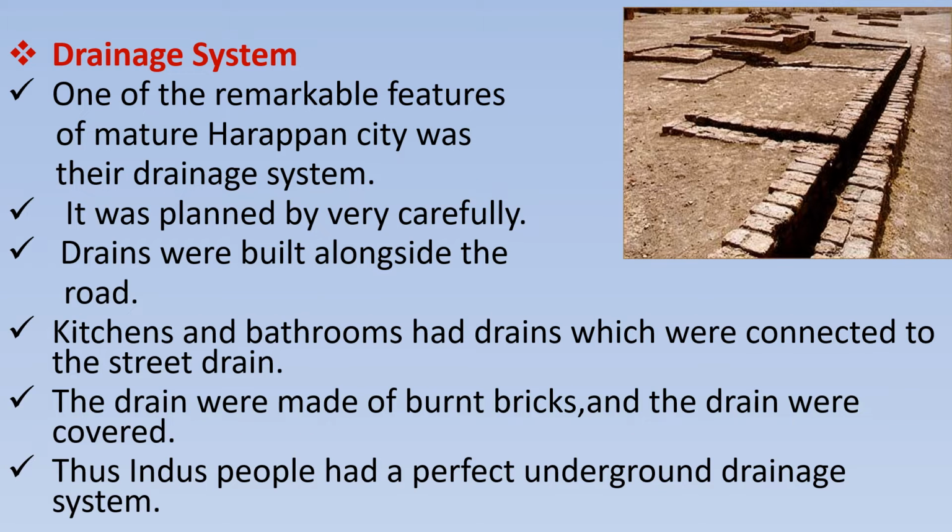Drainage system. One of the remarkable features of mature Harappan cities was their drainage system. It was planned very carefully. Drains were built alongside the road. Kitchens and bathrooms had drains which were connected to the street drain. The drains were made of burnt bricks and were covered. Thus, Indus people had a perfect underground drainage system.